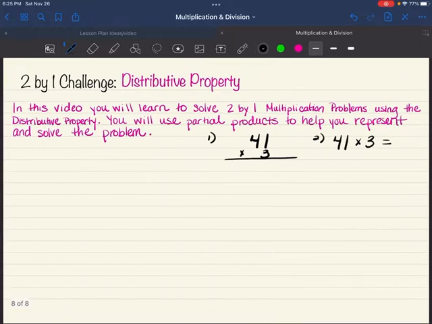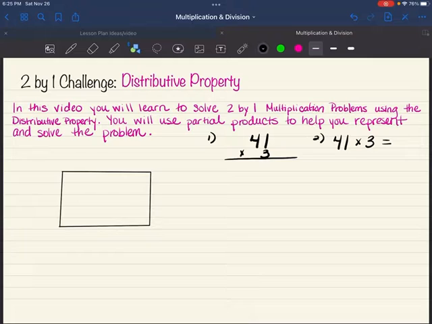We're going to use the same problem, 41 times 3, but I just want to point out that you may see this problem written like this vertically, or you might see it written like this horizontally. Either way, it's the same, it's asking you the same thing. Okay. So in this strategy or representation, we draw a handy dandy little box.